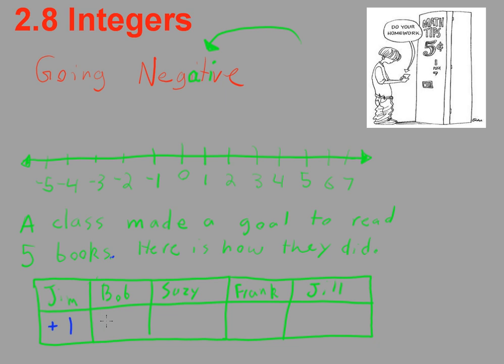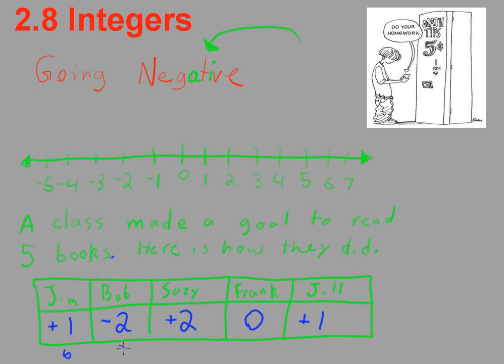Bob only read 3 books. So Bob is going to be -2. Susie read 7 books. So she'll be a +2. Frank read exactly 5 books. So he doesn't get plus, he's not over 5. He's not under 5, he just gets a 0 because he's right at 5. And Jill read 6 books. So we'll go +1.